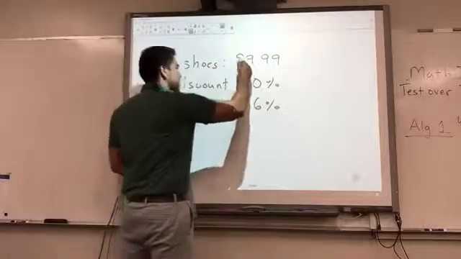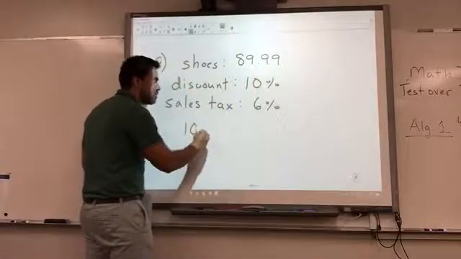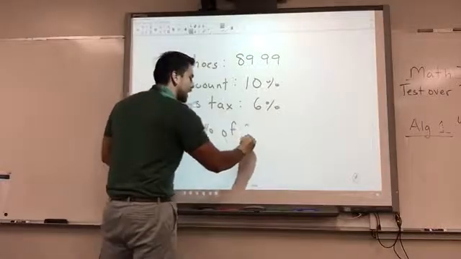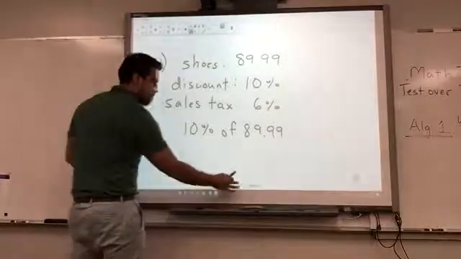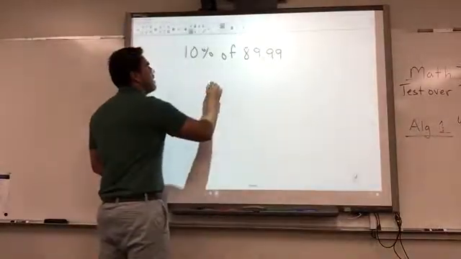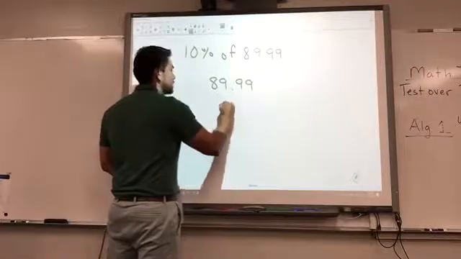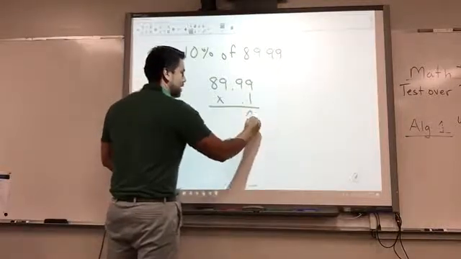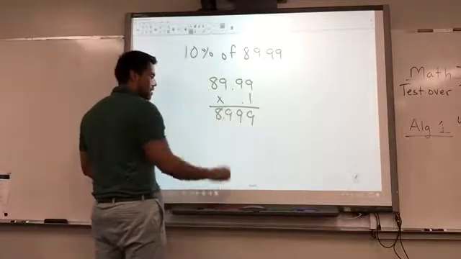All right, what's the discount of 10% going to be off of $89.99? So I'm looking for 10% of $89.99. You're like, Mr. A, you're making us do this? Yes, I'm making you do that. Okay. So 89.99. Look how easy this problem is going to be. Times 0.1. Where does that decimal point go?